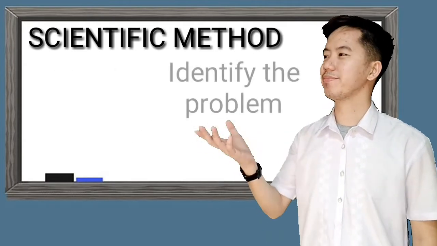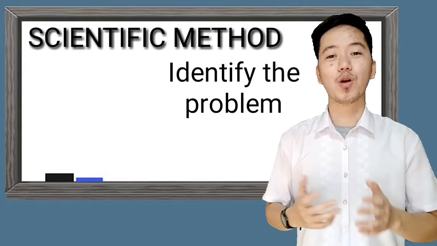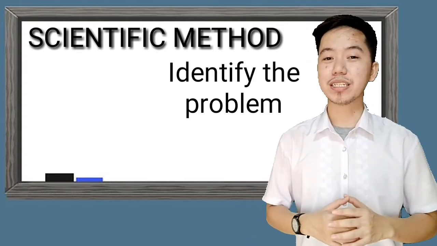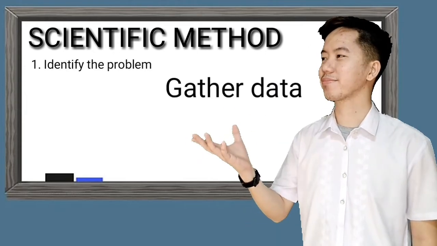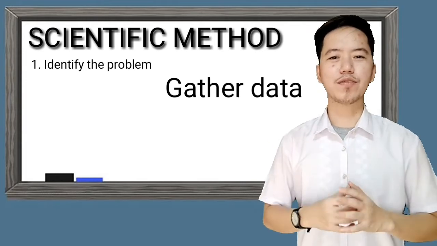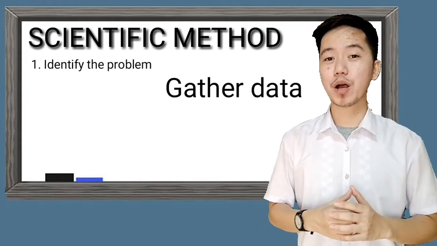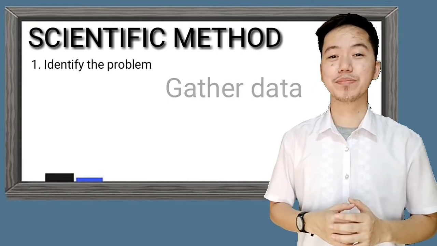First, identify the problem, question or situation that needs a solution. Second, gather data. Collect all the information that will help you solve the problem. And you will be using your senses to get this information.